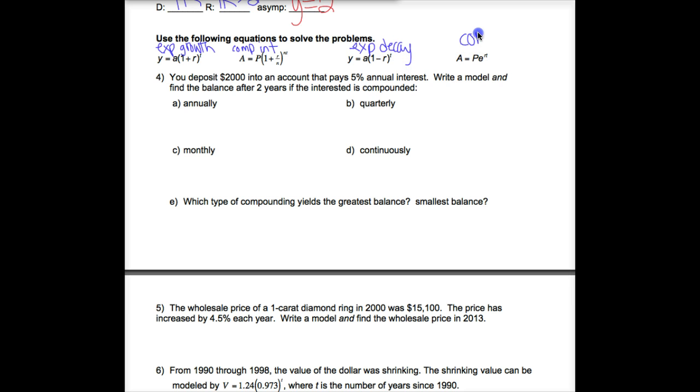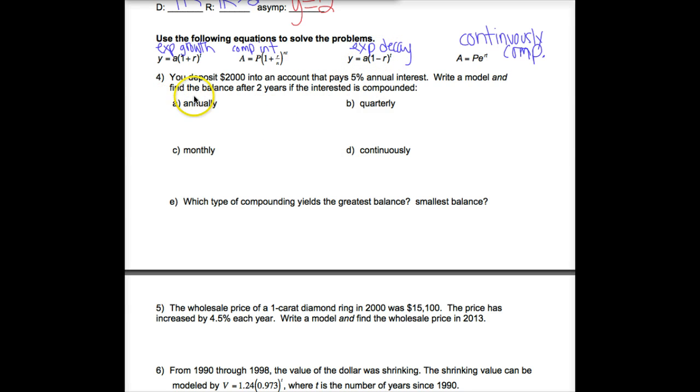And this is continuously compounded interest. So if the problem is talking about interest, it's either this one or this one. It's only this one if it says continuously, otherwise it's this one. If it doesn't say interest, then it's either increasing with exponential growth or decreasing with exponential decay.